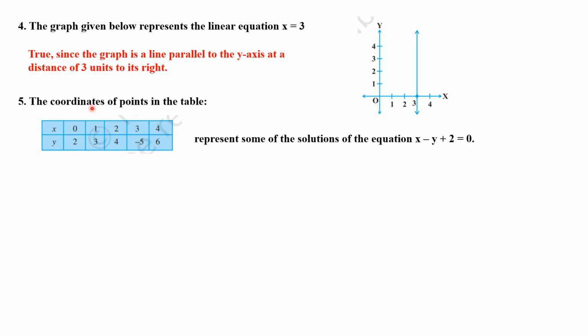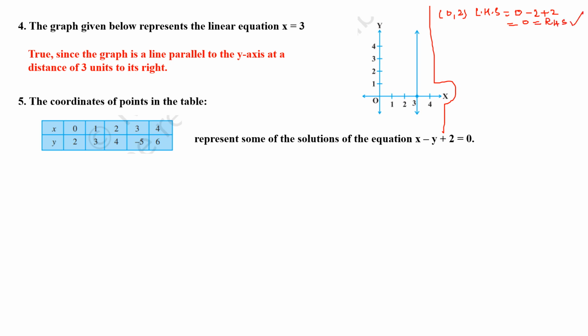Now next: the coordinates of points in the table represent some of the solutions of the equation. Now you have to check one by one. You have to take all the coordinates and start putting the values over here and check whether LHS is equal to RHS or not, isn't it? So I am going to check it over here. My first coordinate is (0, 2). If I put x as 0 and y as 2 in the given equation, 0 minus 2 plus 2 will give me 0, which is equal to RHS, isn't it?